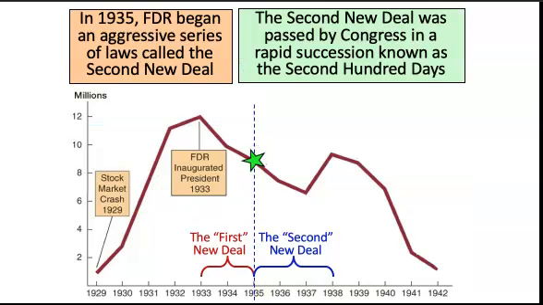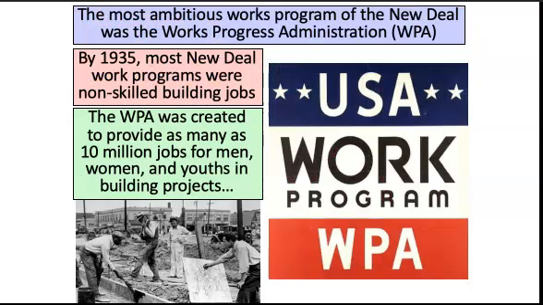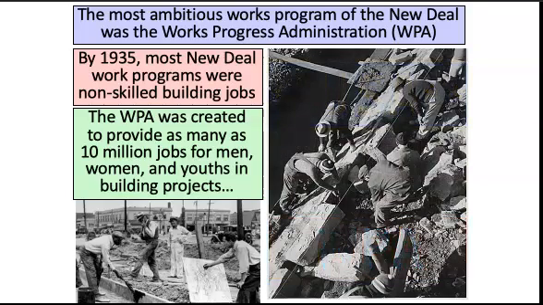By 1935, FDR began an aggressive series of laws called the Second New Deal. The Second New Deal was passed by Congress in rapid succession, known as the Second 100 Days. Other programs during this Second New Deal included the WPA, or the Works Progress Administration. And this created jobs for as many as 10 million men, women, and youths in a variety of building projects, such as the ones that you see pictured on the bottom and on the right.